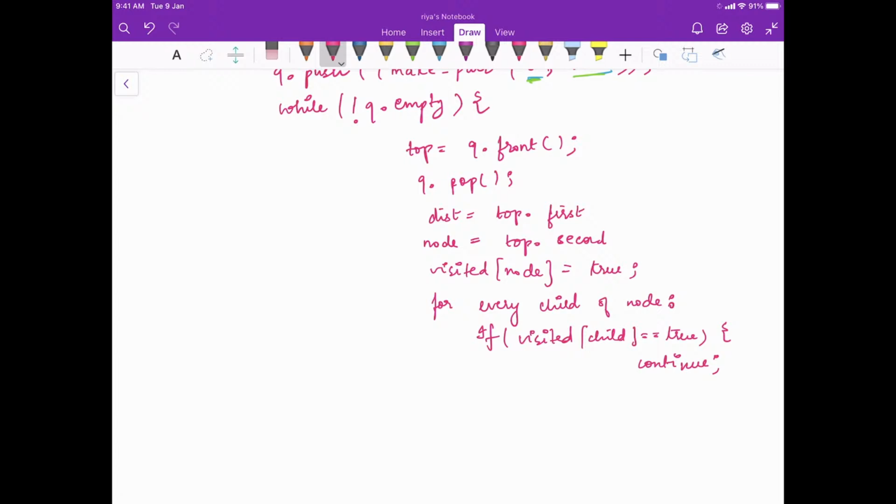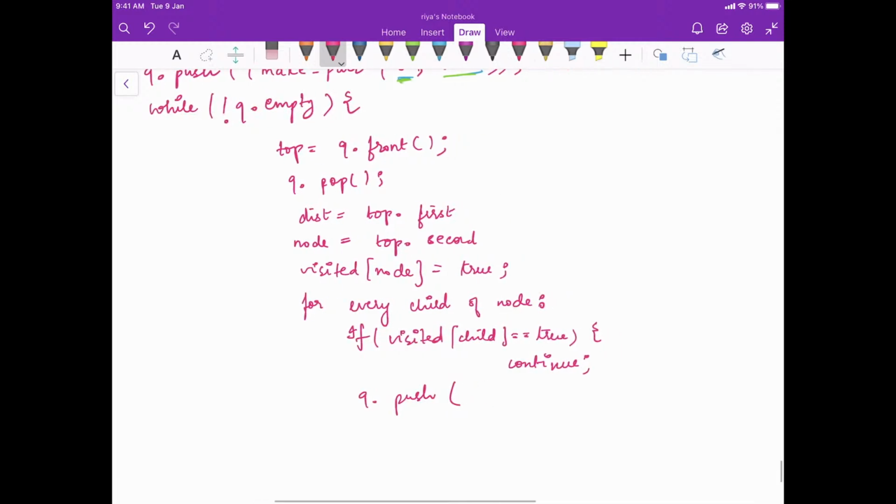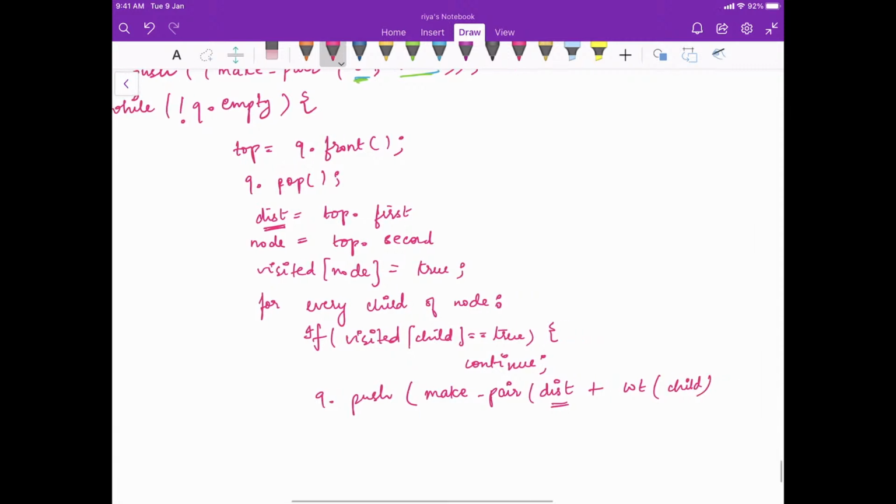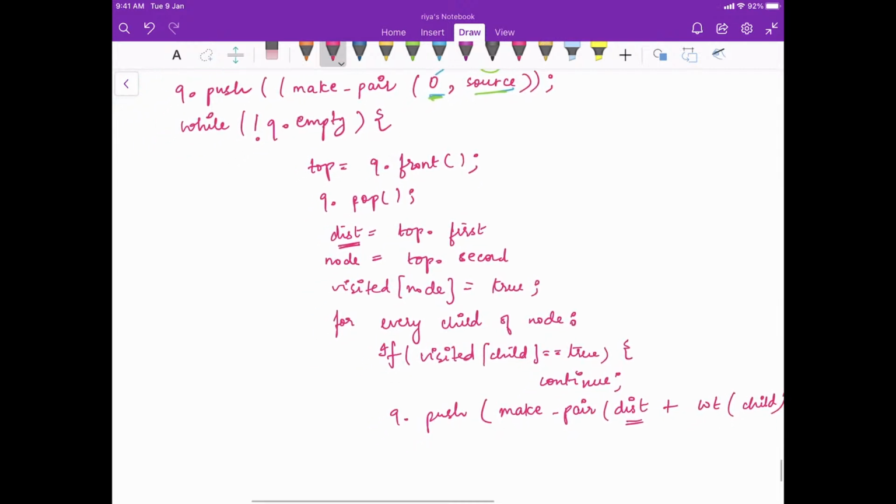And what I am simply doing here is, in the queue I am pushing a pair, that is the distance, which is the distance that was already part of the parent node, plus the weight of the child, and along with it the node, which is the child. This is what you have to do.